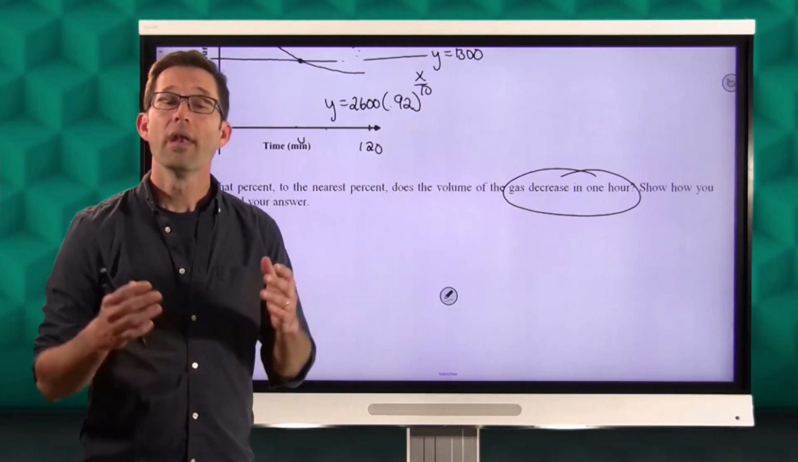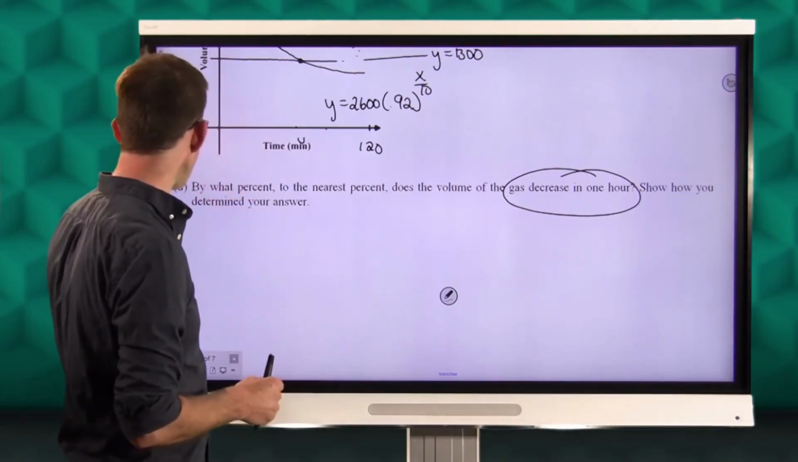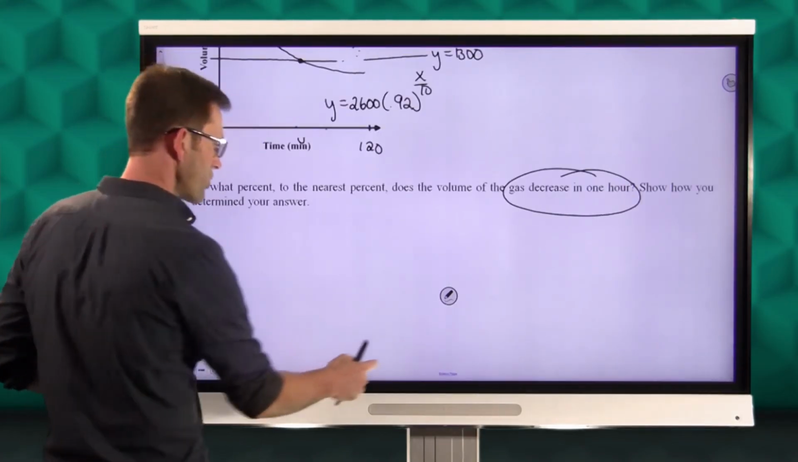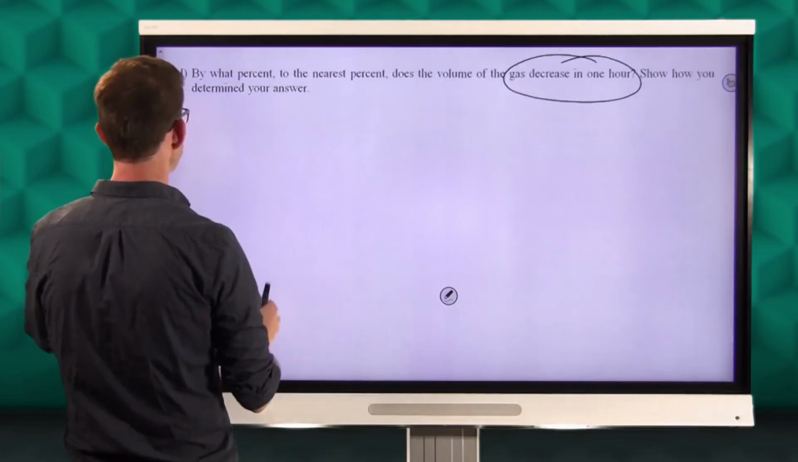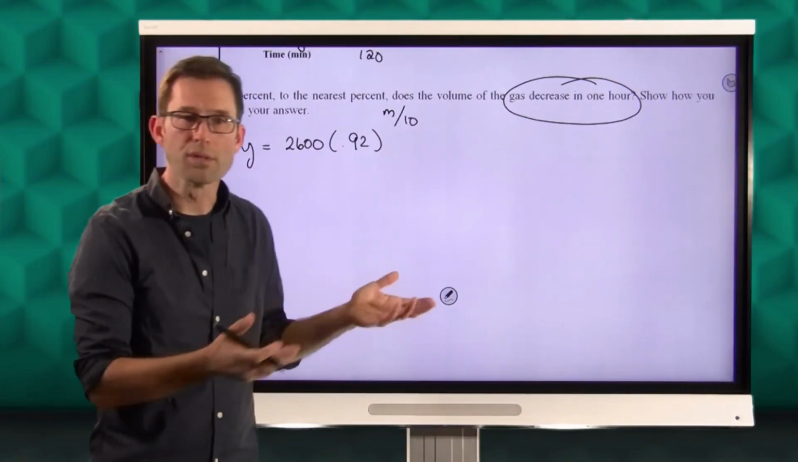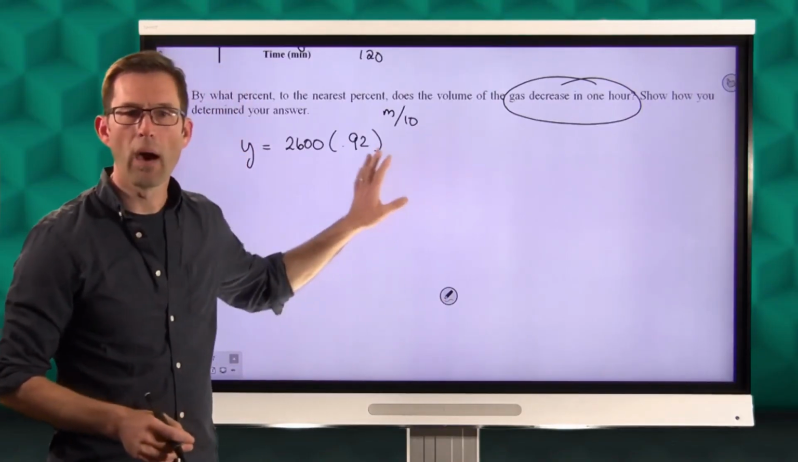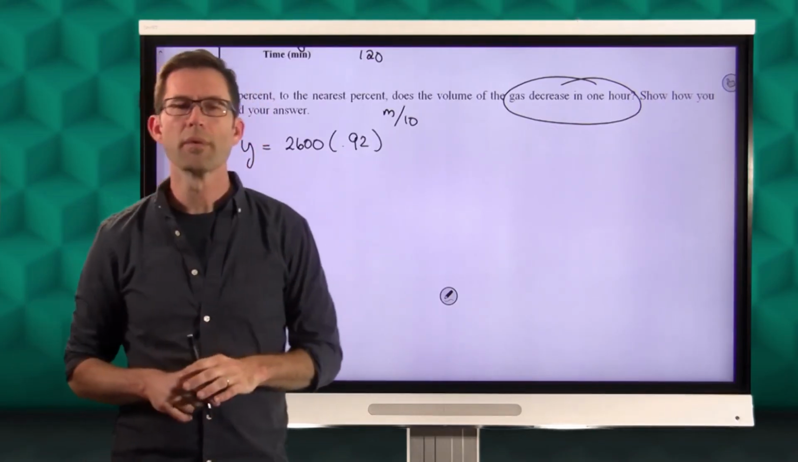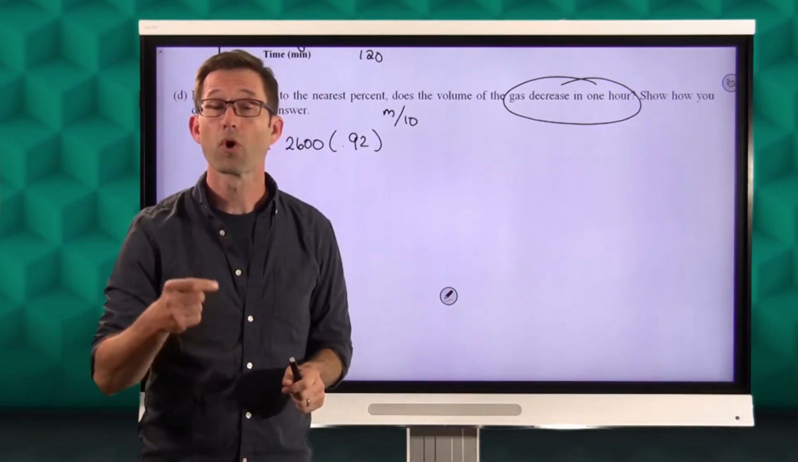All right. Now this is a little bit tricky because before we would oftentimes take our equation, actually let me just write it right down here. We would take our equation like this, y equals 2600 times 0.92 to the m divided by 10, and we'd say, all right, great, there it is. And then I'd maybe bring that 1/10 in. The thing is, what that would do is that would tell me the percent that it was decreasing per minute.